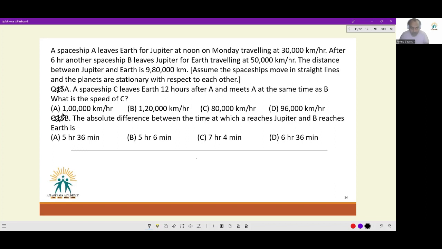So A and B. Spaceship C leaves Earth 12 hours after A and meets A at the same time as B. What is the speed of C? What is important here is that A, B, C meet simultaneously. So if I find out the duration from the time that B leaves, where exactly do A and B meet? We are able to identify that. Then the distance that A has traveled so far has to be traveled by C in 12 fewer hours.